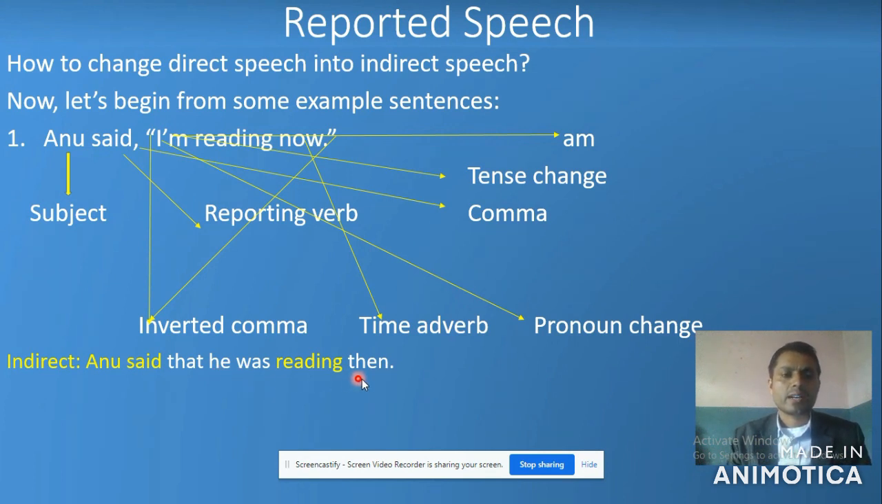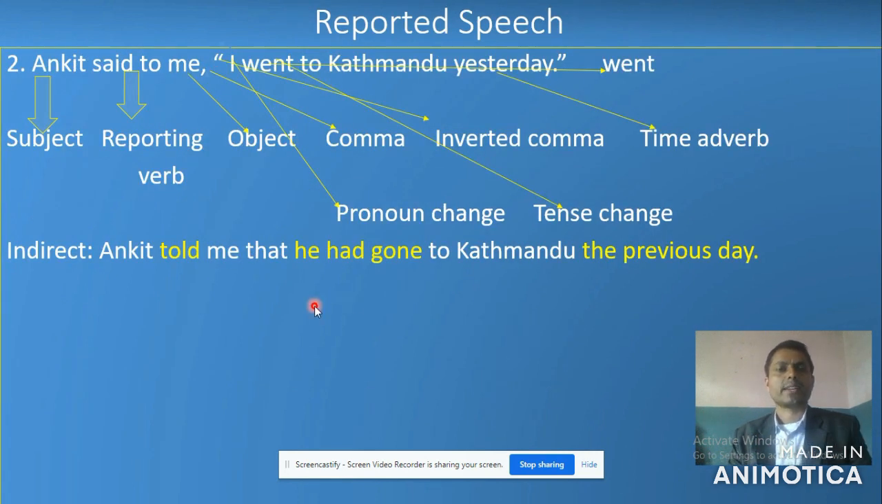Well, now let's move to the next example sentence given here on the screen, my dear students. Let's look at the direct speech here. Ankit said to me. Said to is the reporting verb given here. Ankit is the subject, here you can see a comma, and me is the object. Then inverted comma, and then went, which is the reported verb.